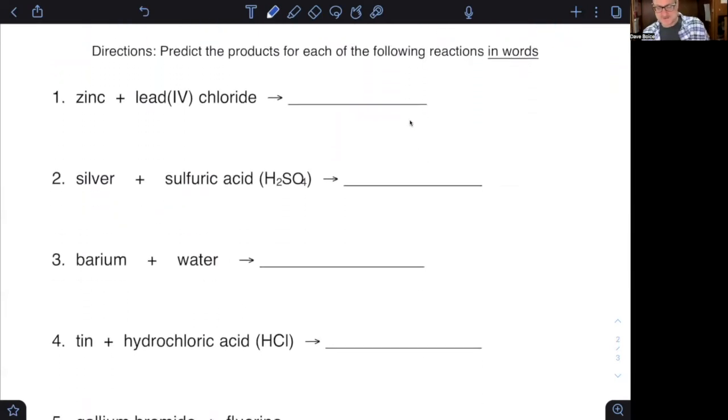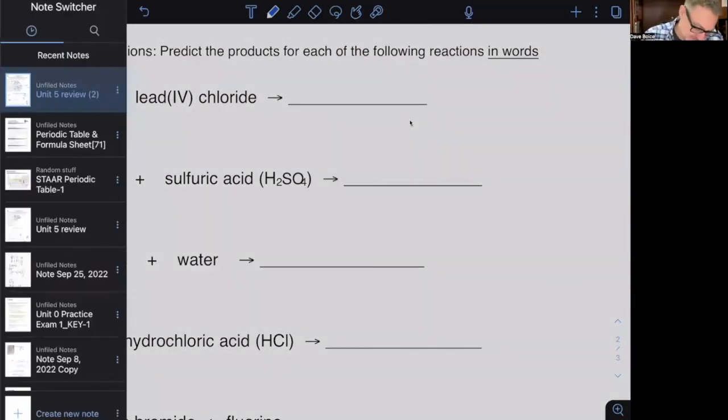Okay, now we're going to get a little bit more difficult. We're going to get into predicting. Okay, first thing I want to do is take a look at what it is I'm working with. So I've got zinc, Zn, and that has a set charge of +2. I have that on my in-class periodic table.